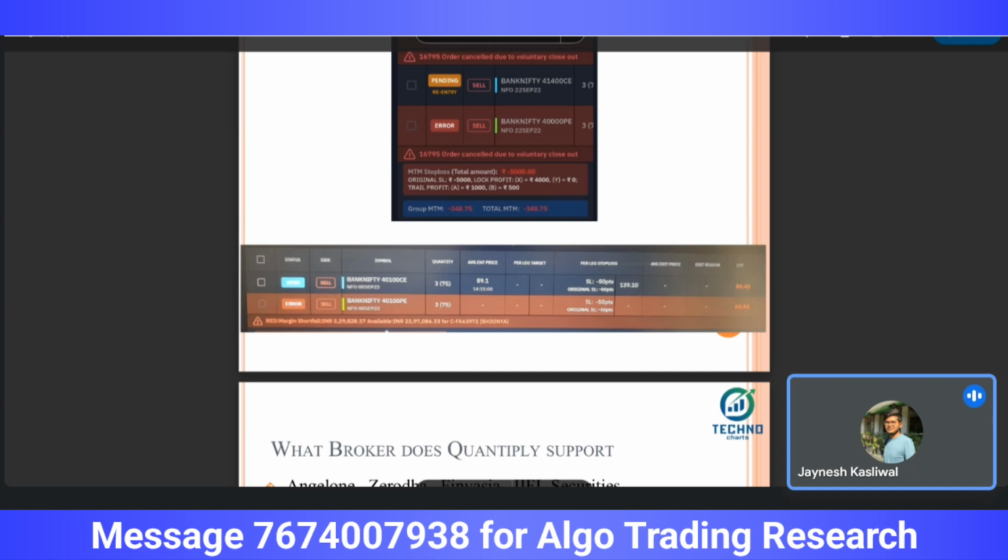I have used almost 7 to 8 different brokers till now, and if I want to list the brokers in order, I would suggest first Angel, second has to be Zerodha, third can be AC Agrawal, fourth can be Finvasia, fifth can be IFL Securities. IFL Securities continuously faces lag.